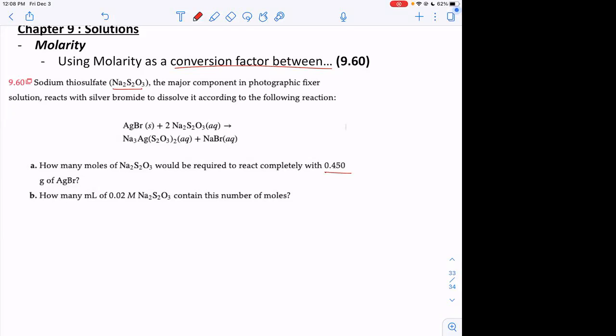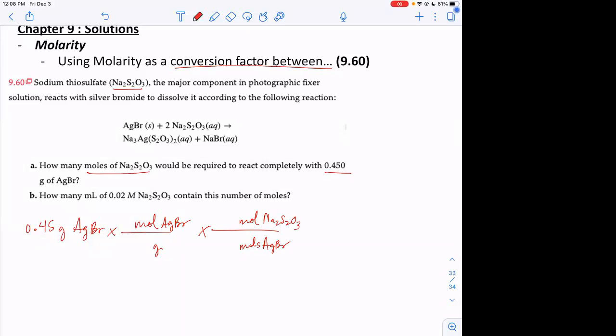So we're given the number of grams of silver bromide. That's where we need to start. 0.45 grams of AgBr. And we're trying to figure out how many moles of sodium thiosulfate this is. So all we're going to do is first convert from grams of silver bromide to moles of silver bromide, using the molar mass of silver bromide. Then we're going to plug in a mole to mole ratio and convert from moles of silver bromide to moles of the sodium thiosulfate.